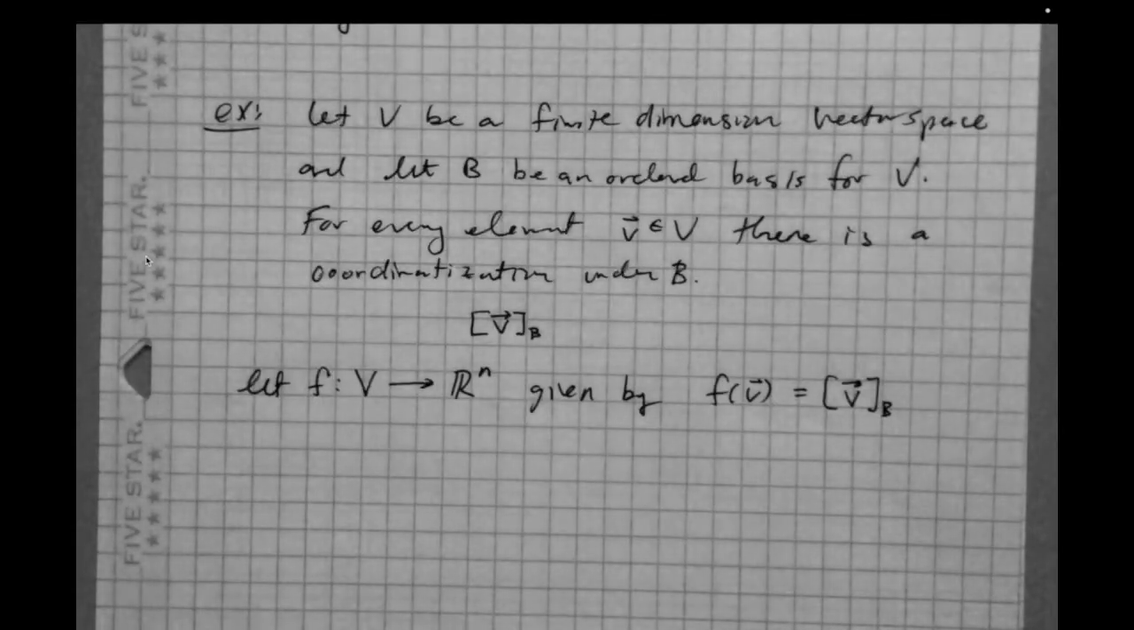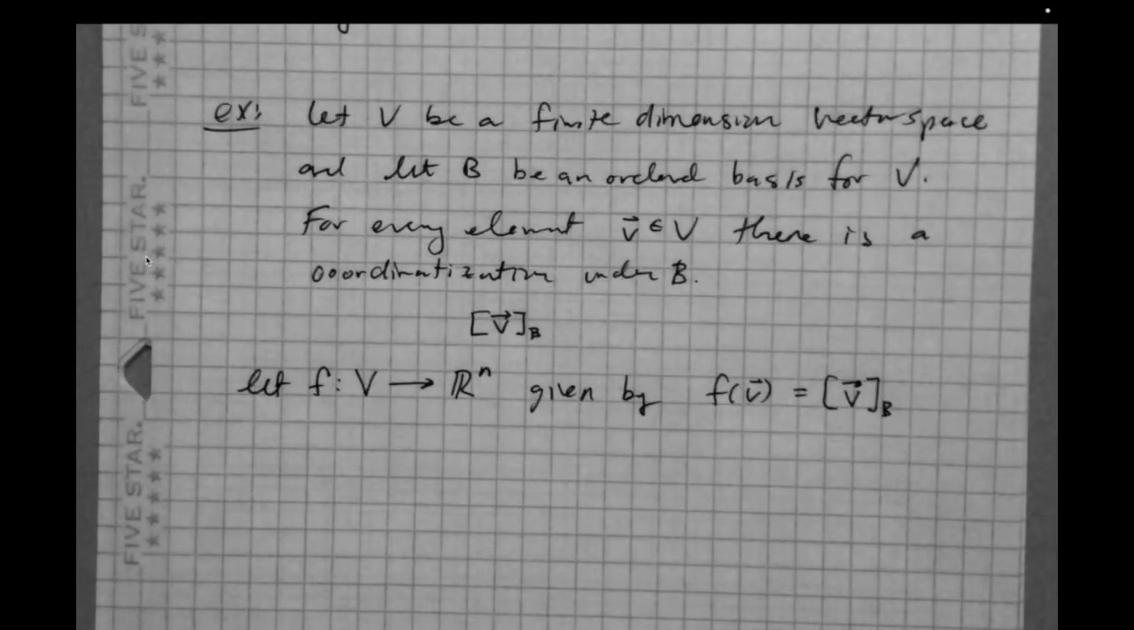Now we know that this is unique. Every vector has a unique coordinatization under B. That's because B is a basis, therefore everything in B is linearly independent. So the linear combination for each vector V is going to be unique with a basis. And then the fact that we ordered it makes it truly unique. Okay, so this is definitely a function.